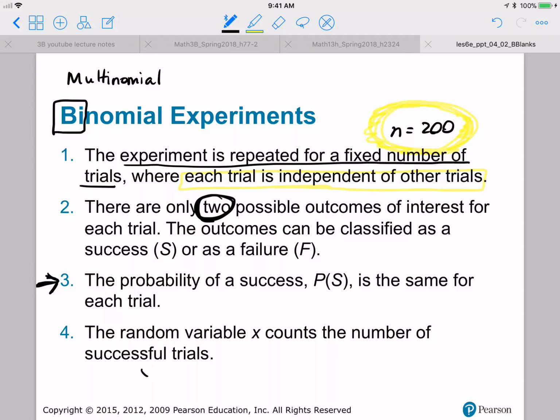So that means that x could be 0, meaning you had all failures. X could be 1, meaning you had one success, and the other trials were failures. And any possible number up to n, right? So if x is equal to n, that means that every single trial had the outcome of a success.